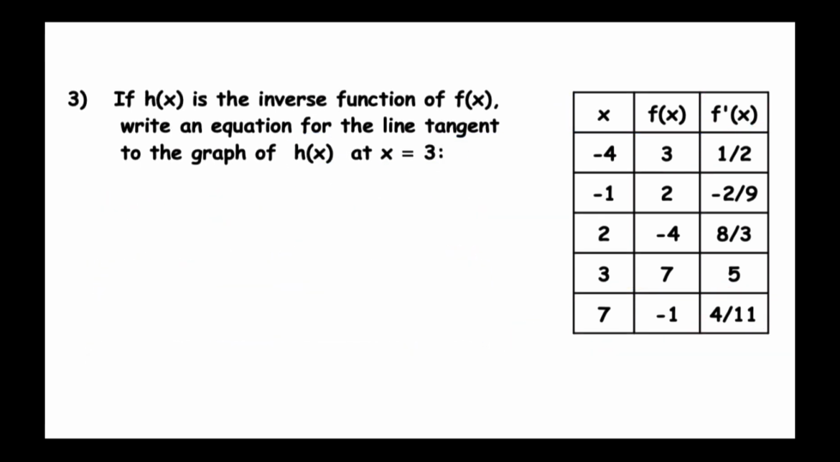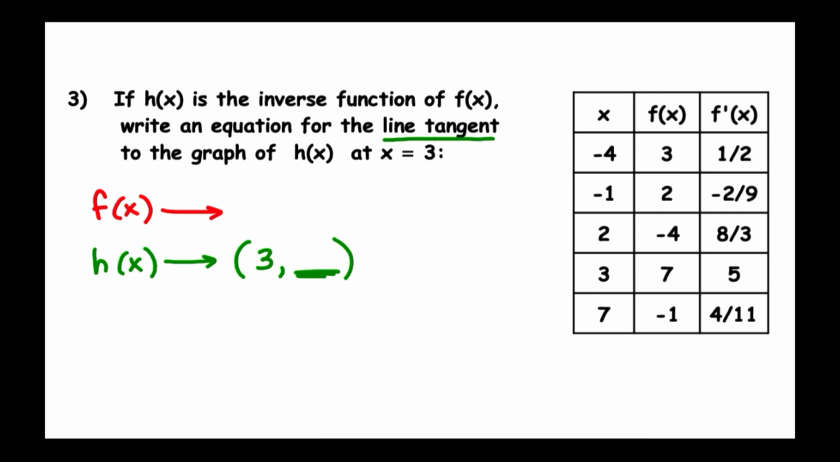Again, same thing. This time the other function we'll call h of x. It's the inverse of f. And we want a tan line to the graph of h of x at x equals 3. This should be a little easier. Same chart and everything. Okay, again, I want the tan line for h of x, and h of x starts with a 3. That means that f of x, being the inverse function, is going to end with a 3.